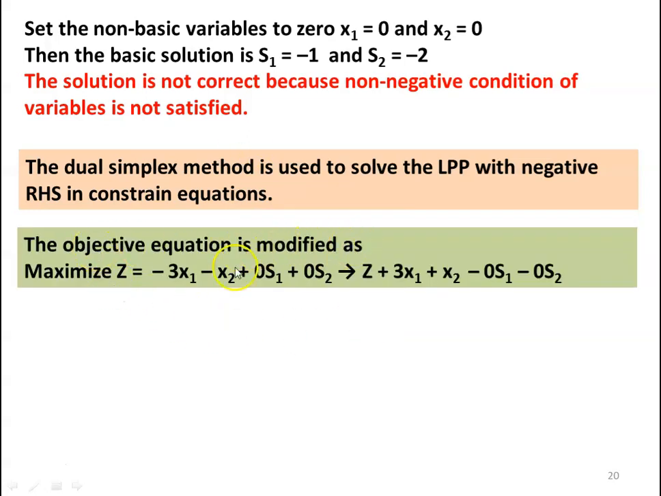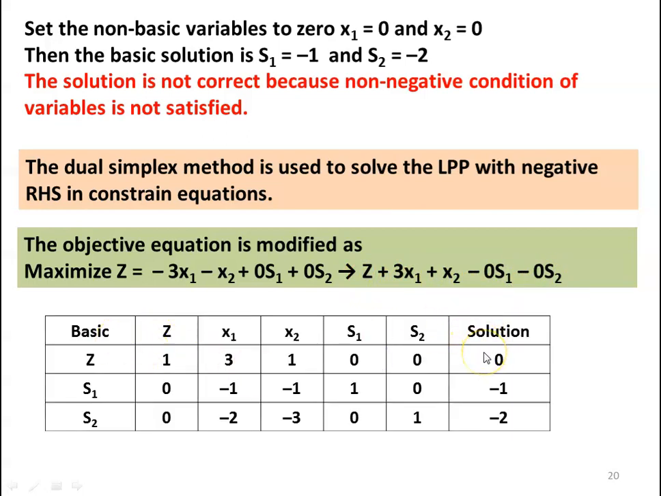The objective function is modified like this. Maximize Z equal to minus 3x1 minus x2 plus 0s1 plus 0s2, which is converted, rearranging the equation, Z plus 3x1 plus x2 plus 0s1 plus 0s2. Now, we represent the solution in the form of a table. The Z equation: x1 equal to 3, x2 equal to 1, s1 equal to 0, s2 equal to 0, solution equal to 0. The s1 equation: minus 1, minus 1, 1, 0, minus 1. And the s2 equation: minus 2, minus 3, 0, 1, minus 2.